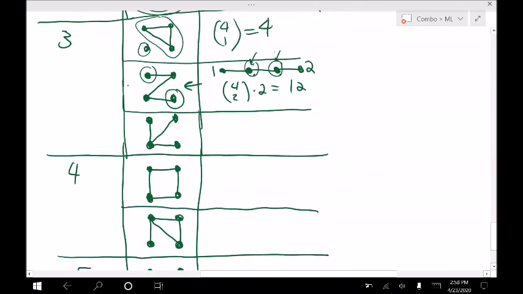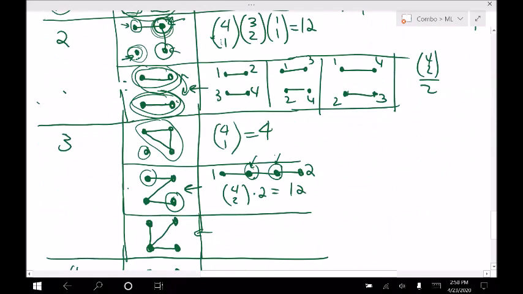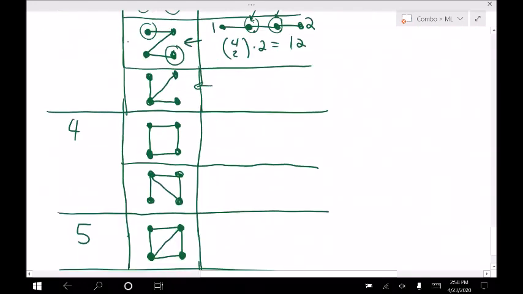Next, this one. And by the way, the overall sum of all the labelings, how many should be the overall sum of everything? Among all these graphs, how many labelings should there be? Like when we have finished all the cases, what number will we get? That's a total surprise too, huh?